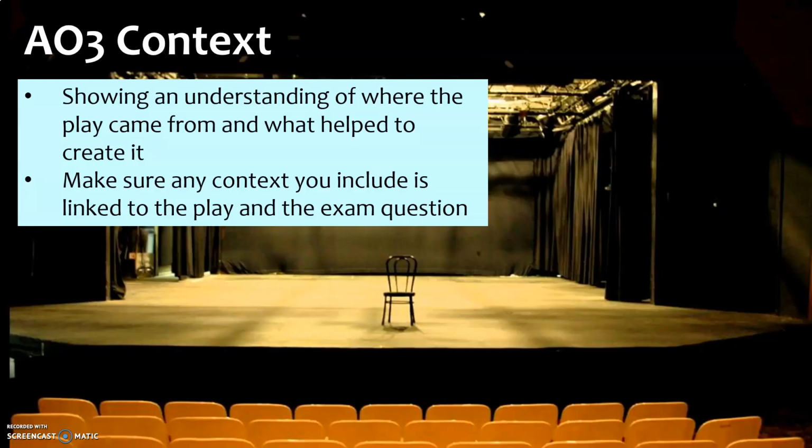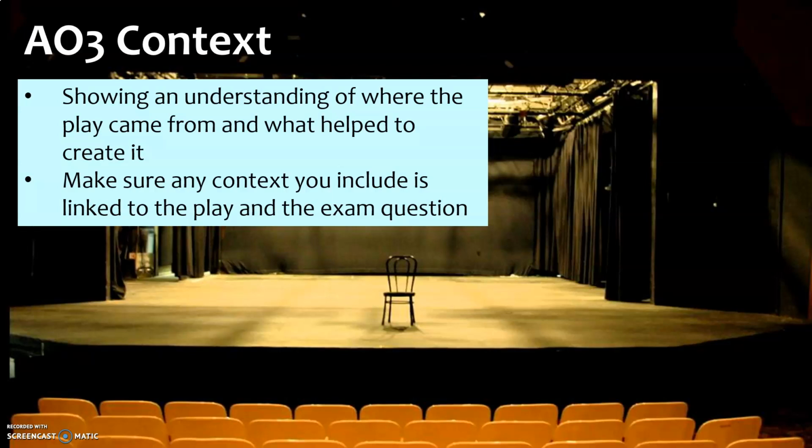And a reminder that it's AO3 context we're talking about here. And the first bullet point explains it. It's you showing an understanding of where the play came from and what helped to create it. So yes, the writer wrote it, in this case JB Priestley, but he wrote it while other things were going on in the world. Writers are influenced by what's around them, and that goes for anything that you study for literature. Therefore, what we need to do is try and have a look at what was influencing JB Priestley, and that might make our answers even stronger, because we might be able to link something that happens in the play back to the writer or back to the time that it was written.